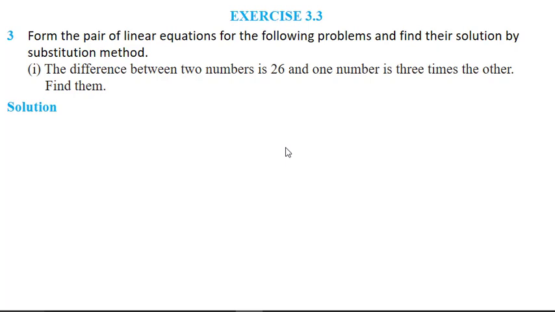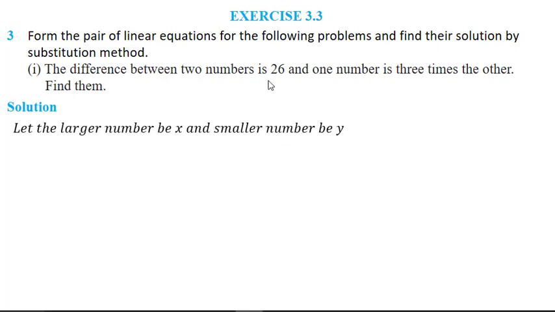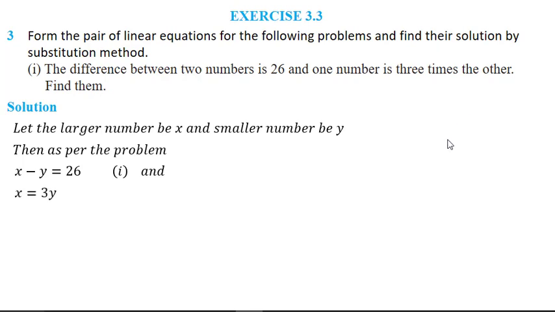So question number 1 is, the difference between two numbers is 26. So let us consider the larger number as x and the smaller number as y. Then as per the first condition, I have x minus y as 26, and the second condition is that one number is 3 times the other. So the larger number will be 3 times the other, so I will say that x is equal to 3y. So these are the two equations given.